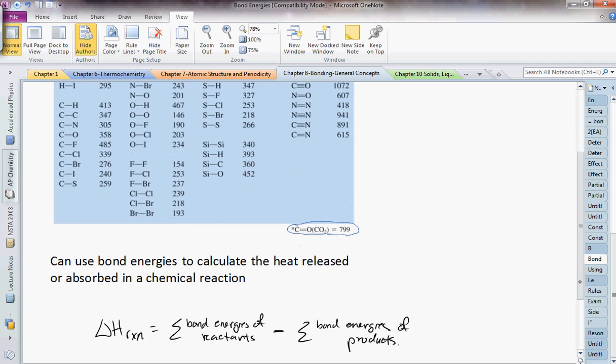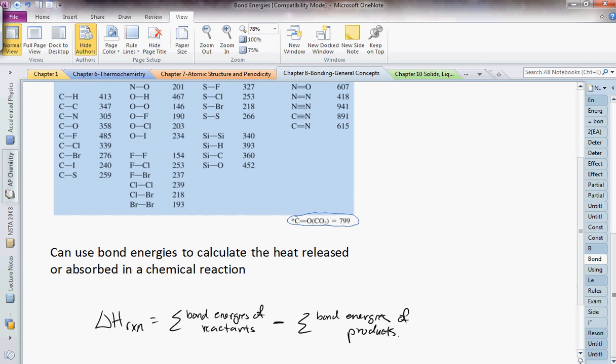Okay. So as I said, we can use these bond energies to calculate the heat released or absorbed in a chemical reaction. What we do is we take the sum, and this is the summation sign right here. So you take the sum of the bond energies of all the bonds in the reactants that are being broken. As we go from reactants to products, bonds are going to have to be broken, and bonds are going to be reformed.